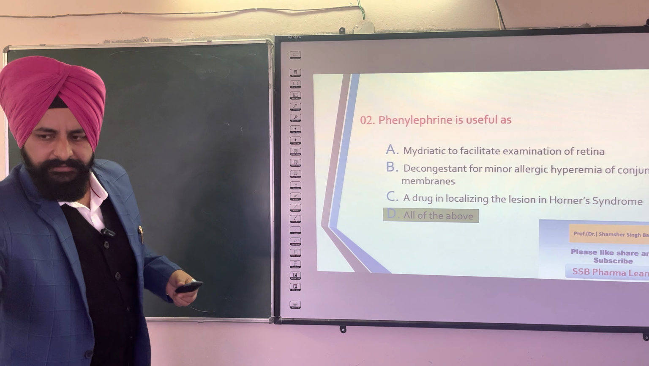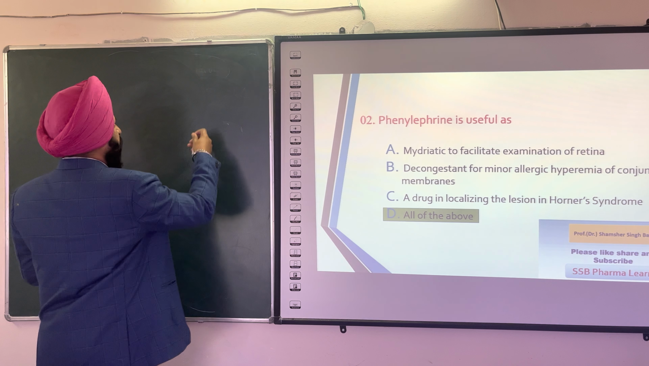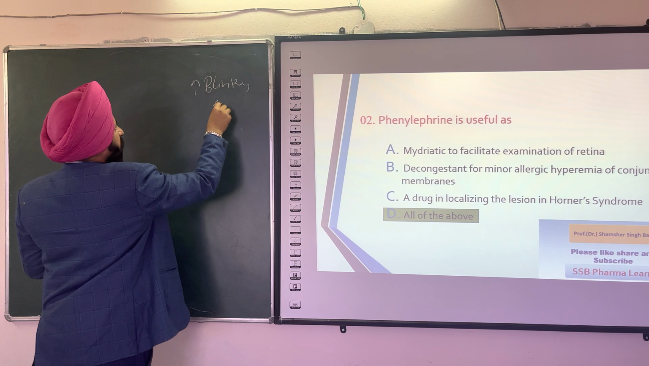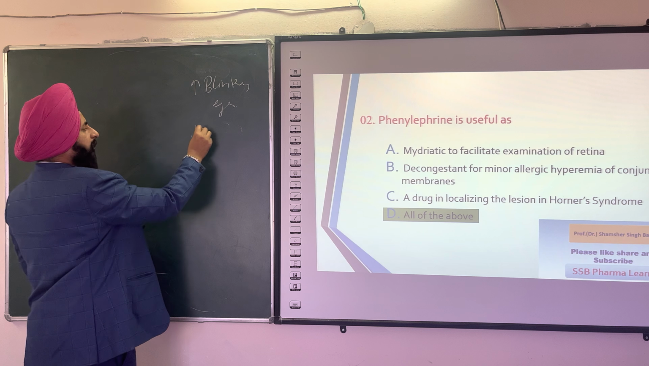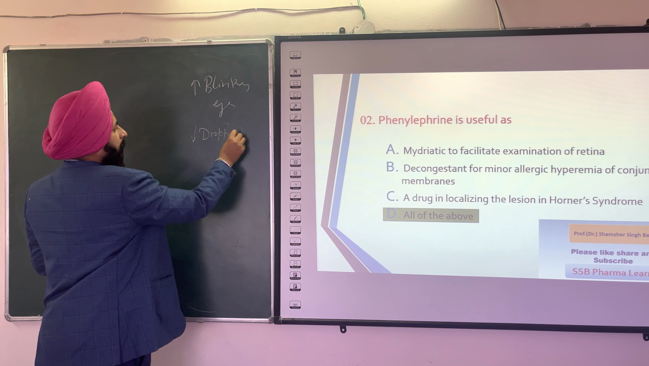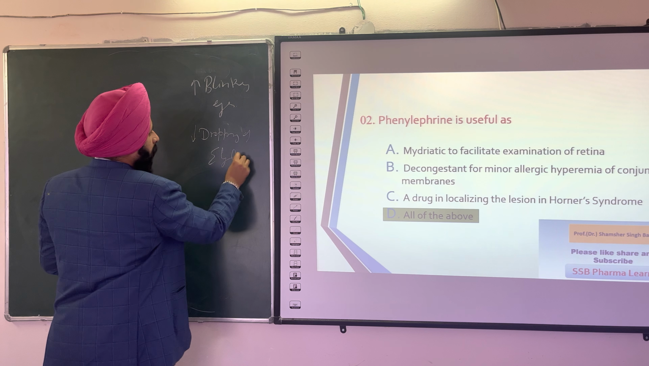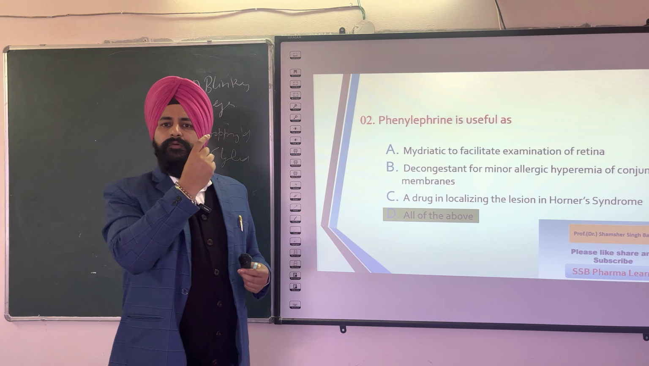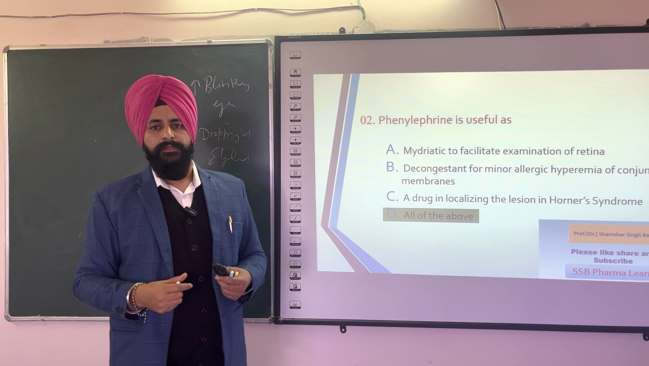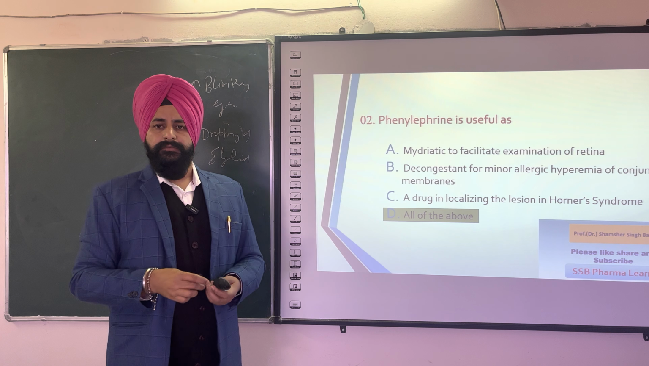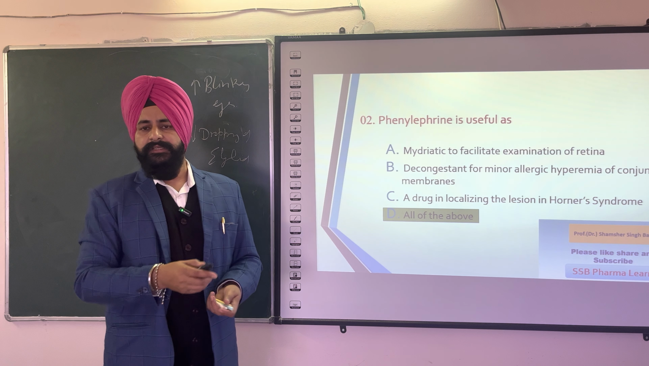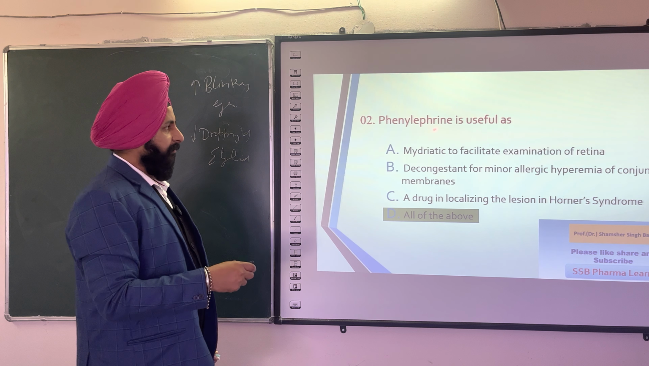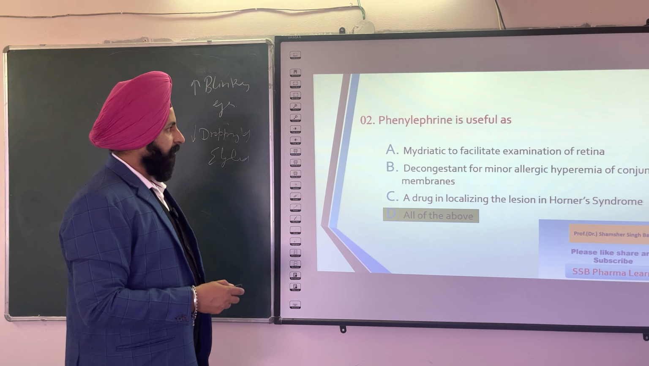In case of Horner syndrome, there is increased blinking of the eyes, first thing. The second thing, there is drooping of the eyelid. One eyelid of the patient will drop automatically; one eye will be open, one will be a little bit partially closed. This is called Horner syndrome. This is related to dopaminergic activity. In case of Parkinson's, the patient also suffers from this Horner syndrome. So you can remember phenylephrine is a useful drug for this.